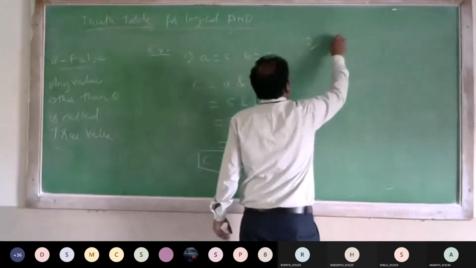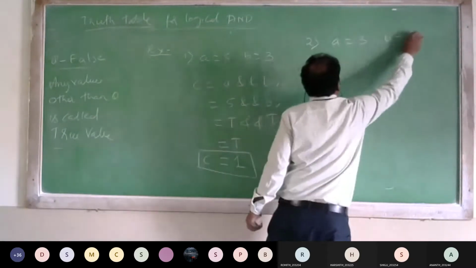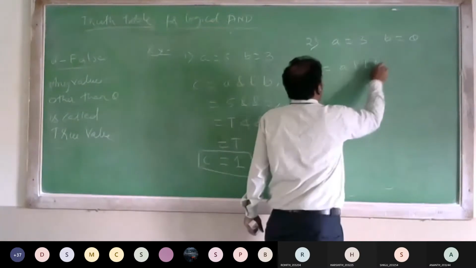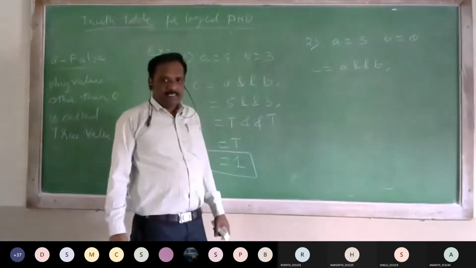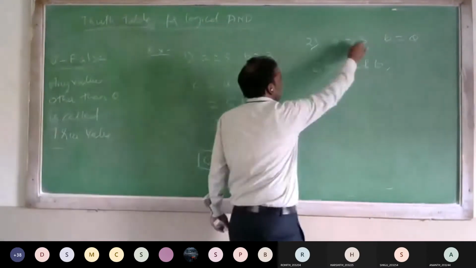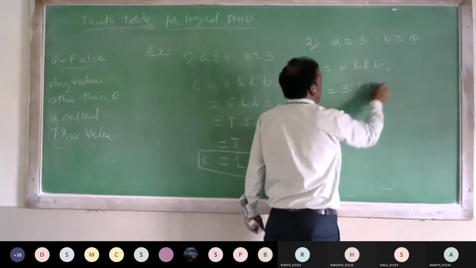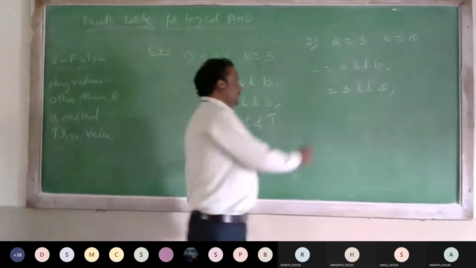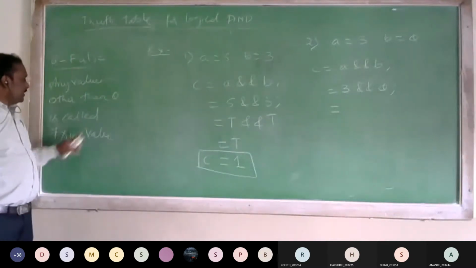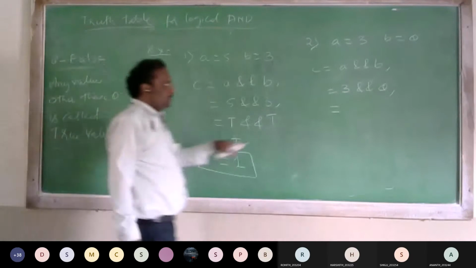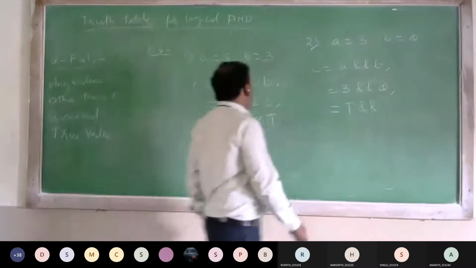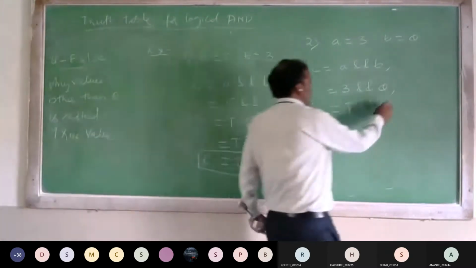Second example: A is equal to 3, B is equal to 0. C is equal to A logical AND B. Now, A is 3, and B is containing 0. According to this definition, any value other than 0 is called a true value. So this is not 0, so we write true. Now, what is 0? 0 means false.